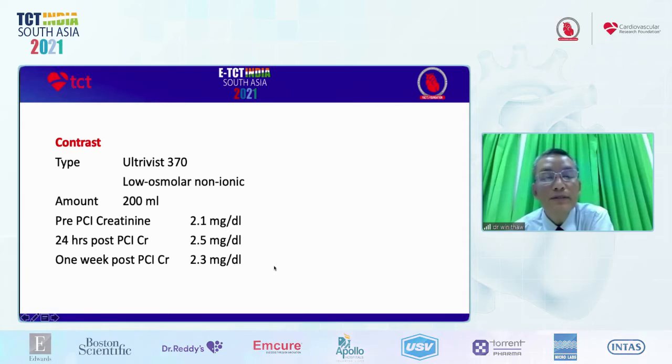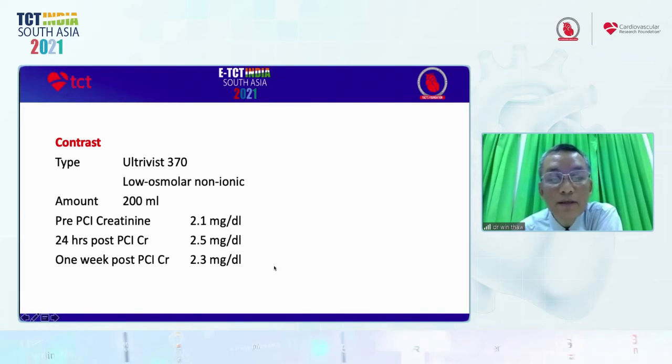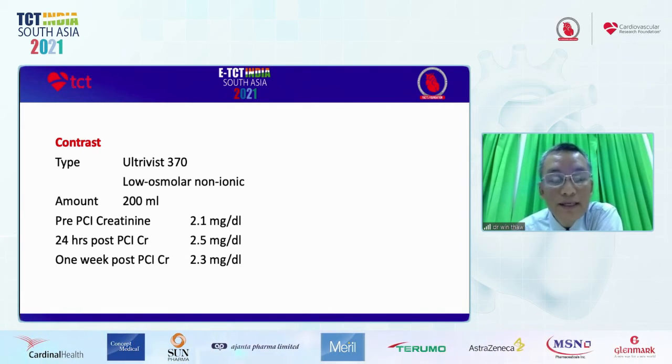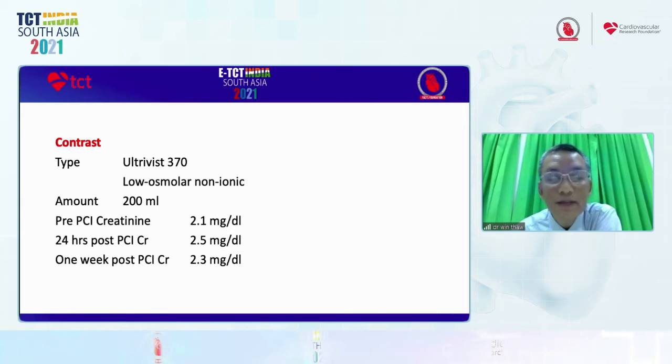In this case, I used the contrast Ultravist 370, a dual-molar non-ionic contrast. Although I can usually finish the procedure with around 100 to 120 ml of contrast, in this case, because of a very short left main, I had a lot of difficulty in the engagement, finding the target lesion and the wiring. I had to use contrast of 200 ml.